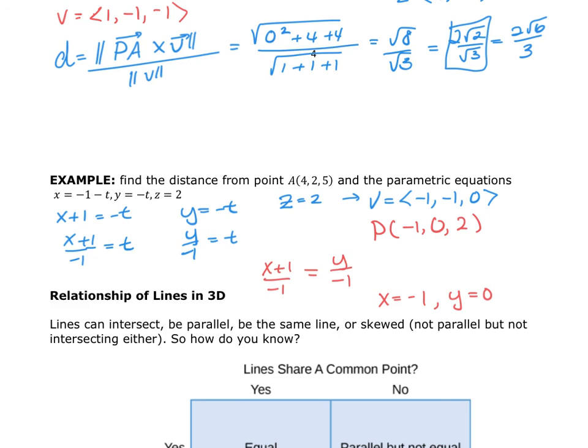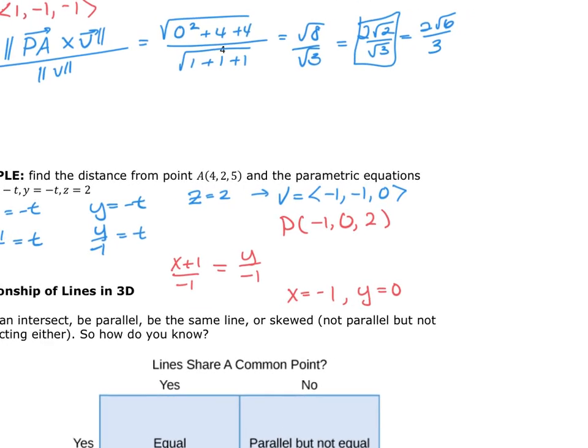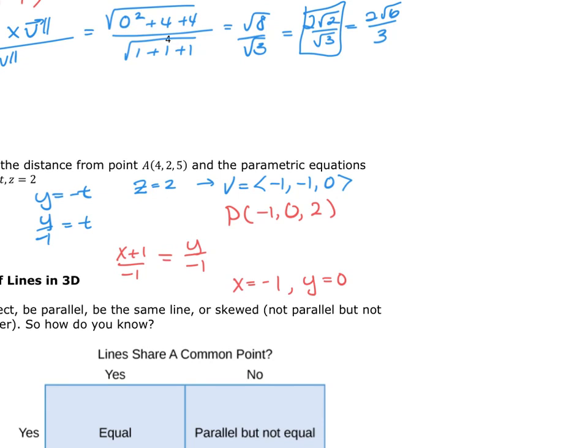So that's my point P. I have my vector v and I have my point P. So I now need to find my PA. There's my A, there's my P, so I need to find this vector. It's going to be 4 minus -1, so that's going to be 5. And then 2 minus 0, which is 2. And then 5 minus 2, which is 3. So that is my vector PA.